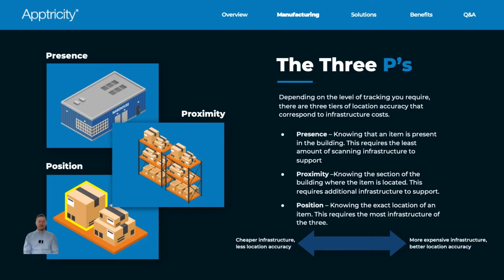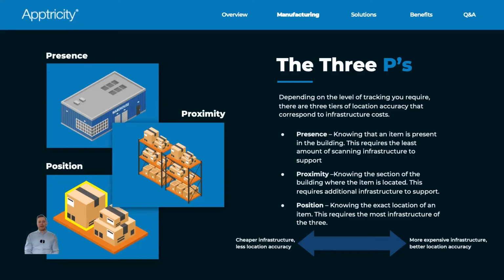And so really what we're presenting with these 3 Ps is that you get to pick and choose the level of accuracy that you're looking to accomplish. And you may have different levels of accuracy requirements for different types of equipment or for different locations. And you have the flexibility to pick and choose what makes the most sense for your business.